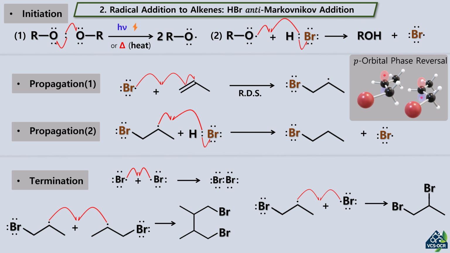For instance, two bromine radicals can recombine to form Br2. A bromine radical can couple with the carbon radical intermediate to form a 1,2-dibromoalkane byproduct, or two carbon radicals can dimerize. Furthermore, because the carbon radical intermediate is an sp2 hybridized planar species, reactions involving this intermediate at a chiral center occur from either face with equal probability, producing racemic mixtures.